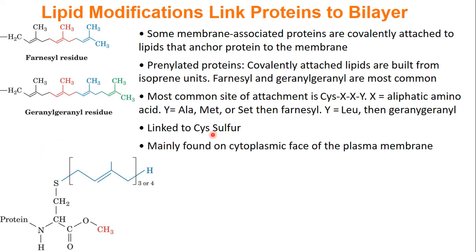To attach these proteins, they're usually attached at a site that is Cys-X-X-Y. Your X is an aliphatic amino acid, and your Y is either going to be Met or Ser for farnesyl. And if Y is leucine, then it's geranyl. The way that you attach these lipids is through the sulfur of cysteine. So here we have that lipid attachment. This lipid can go into the membrane, and now you have a protein that's part of the membrane. These types of lipid modified proteins are usually on the cytoplasmic face of the plasma membrane, so they're facing inwards towards the cell.